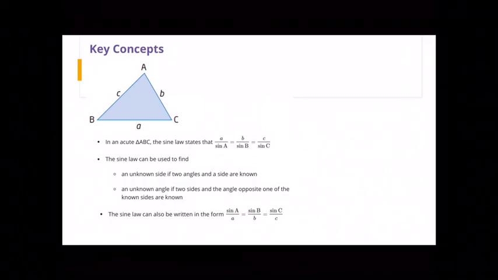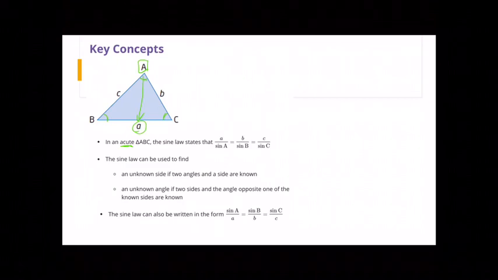All right, key concepts. First, labeling. Angles are always in capital letters. What is opposite to them are in lower case letters for the sides. And we're always using acute triangles right now. Acute meaning all of the angles are less than 90 degrees. So we've got smaller triangles. We don't have anything with an obtuse angle, nothing with a big angle.